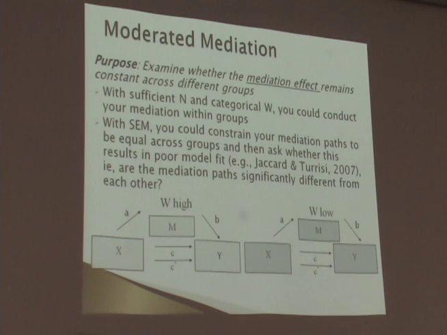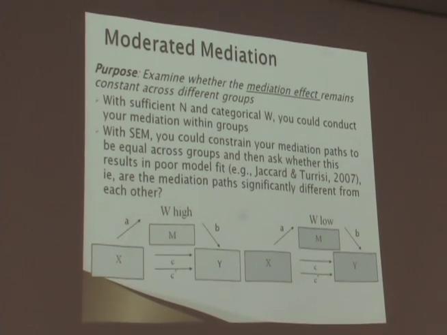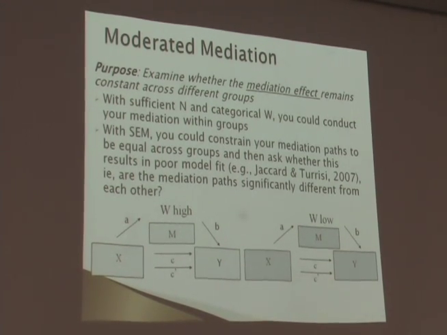Okay, so moderated mediation. It examines whether the mediated effect remains constant across different groups. So that's the purpose. Just to think about it conceptually in terms of other methods, if you had a sufficient sample size and a categorical W, which you can make any W categorical, right, if you just create groups, you could feasibly just conduct your mediation analyses within groups, right? This is basically the same thing conceptually that we're trying to do. If you were working with an SEM framework, you might constrain your mediation paths to be equal across groups.